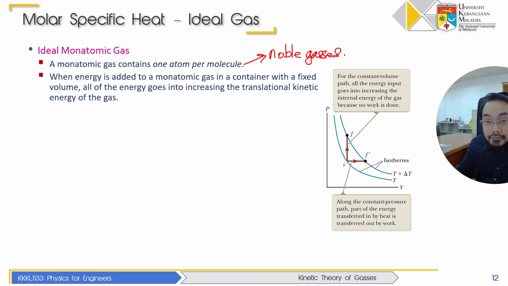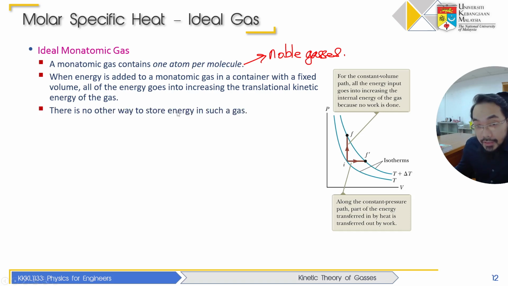When energy is added to a monoatomic gas in a container with a fixed volume, all the energy goes into increasing the translational kinetic energy of the gas. There is no other way to store energy in such a gas. You cannot have rotational or vibrational energy or anything else because it's just a single atom, so it can only move through translational motion. That means all the internal energy is described by the translational kinetic energy of the gas.